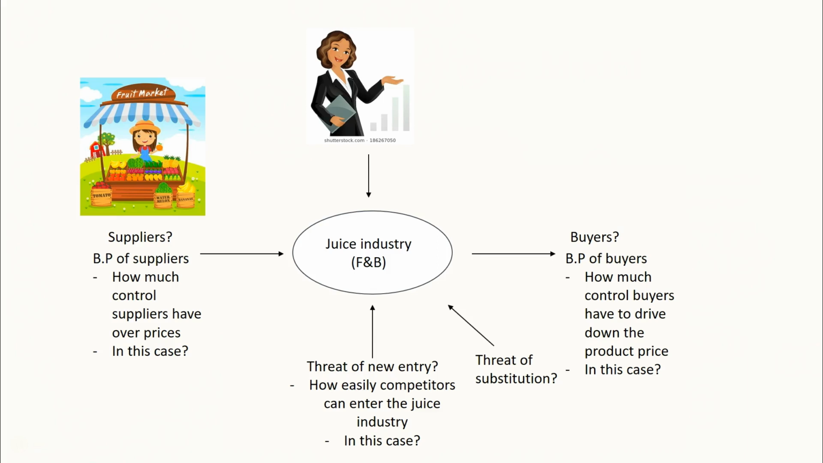So if you don't drink juice, you can still drink soda, Coca-Cola, coffee, water, tea, right? There's so many types of substitution. So the threat of substitution is really high. It's very easy for a person to choose not to drink juice and drink something else.